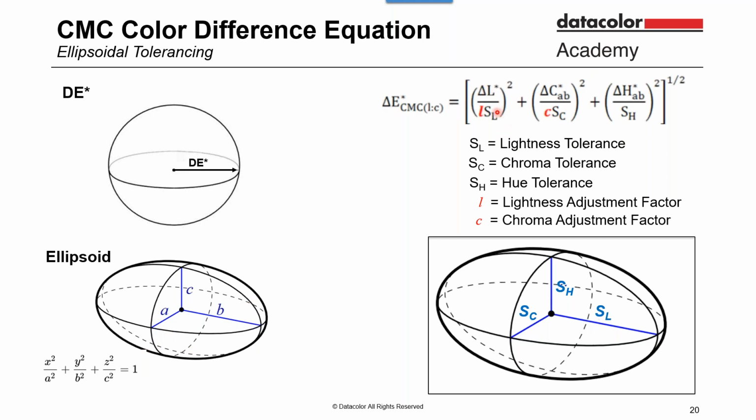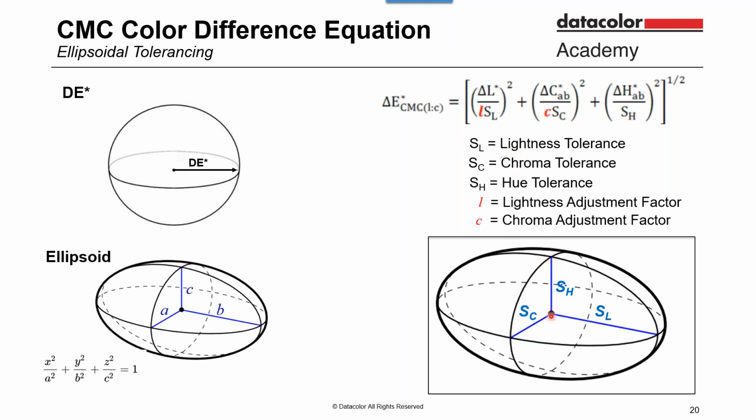So if we look up here, we have the SL, SC, and SH. First of all, what CMC does, based on the color of the standard, is calculate these tolerances internally: the SL, the SC, and the SH.